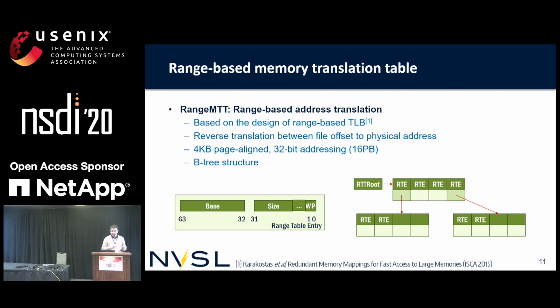Since we are talking about file extents, we need to have some range-based translation as well. In this work, we are reusing a previous work designed for CPU TLB that uses range-based translation. We are assuming we have some translation entries which contain the base offset and the size, and those are structured in a B-tree. We are not using addresses, and instead we're using page offset. Each address corresponds to a page, so we can have a large enough space for addressing.